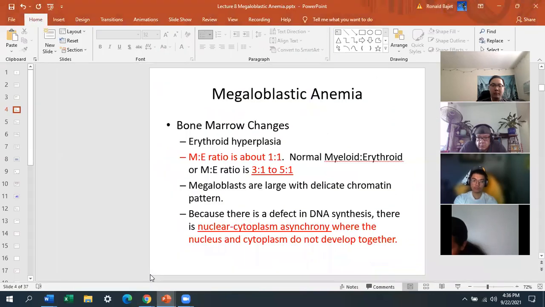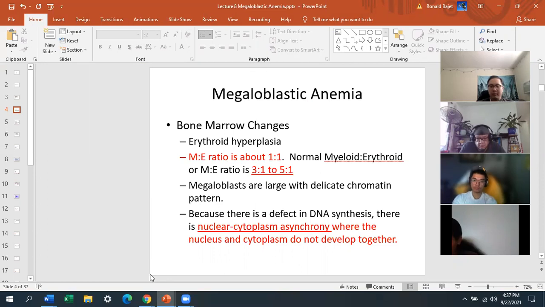But in megaloblastic anemia, it's erythroid hyperplasia. So the erythroid hyper, meaning it's more active, so there's more proliferation of RBC precursors, that it catches up with the myeloid. So it becomes 1 to 1, okay? And then the megaloblasts are large with delicate chromatin, and that's an RBC precursor, okay? It's not myeloid. Megaloblast refers to, that's why you have large red blood cells.